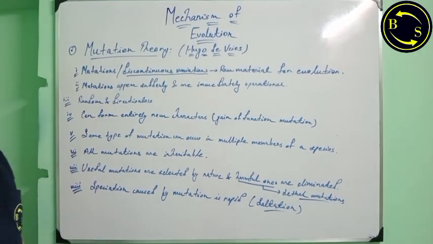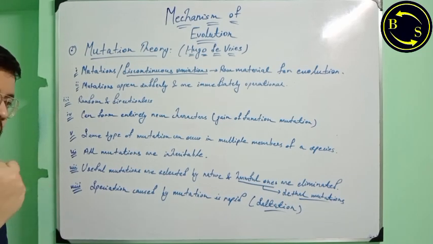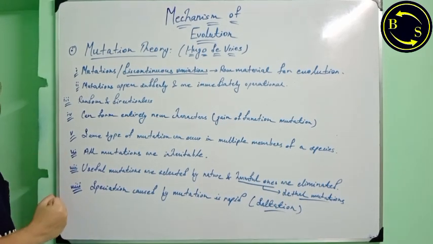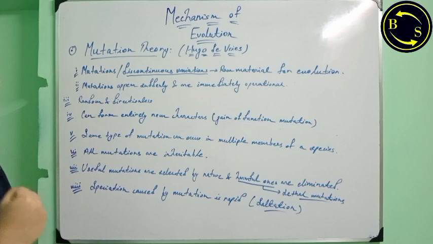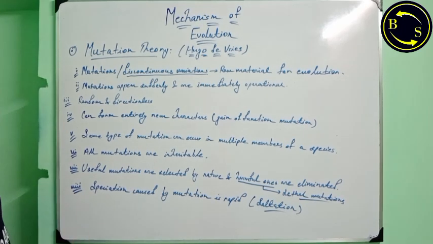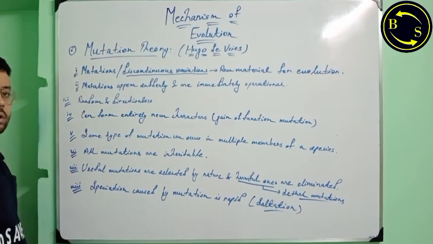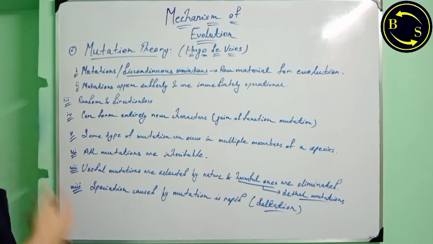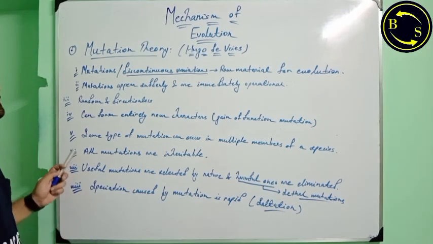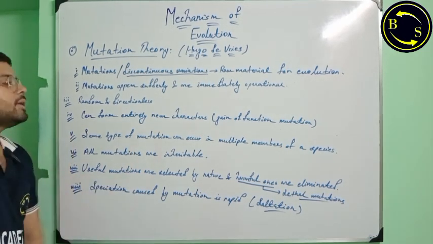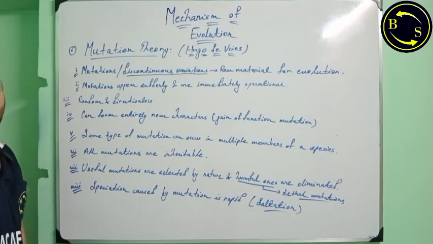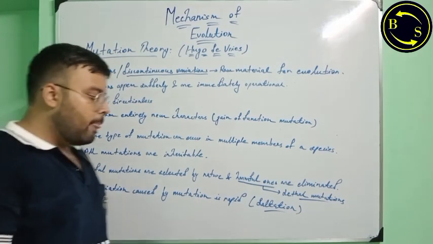So the neutral mutations are the main raw materials for evolution and the stock of variations in a population of a species. They are random and directionless. They can be positive, they can be negative, they can be neutral. They can form entirely new characters, which is known as gain of function mutation.